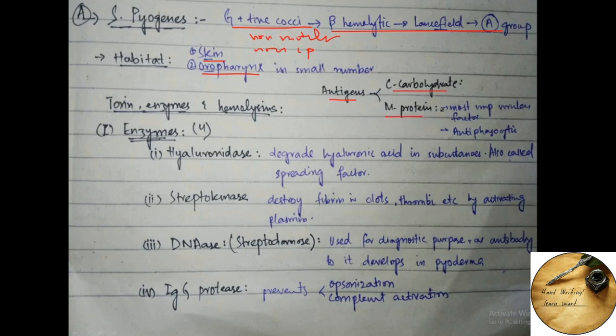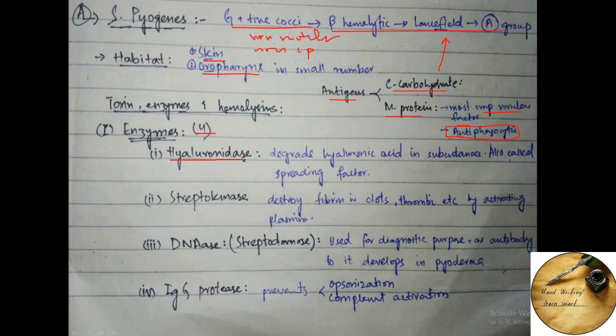C carbohydrate is the antigen according to which they are classified in the Lancefield classification, and the M protein is the most important virulence factor, and it is antiphagocytic. Now it comes to the enzymes, toxins, and hemolysins, which are secreted and help in pathogenesis. Four enzymes are released by Streptococcus pyogenes.